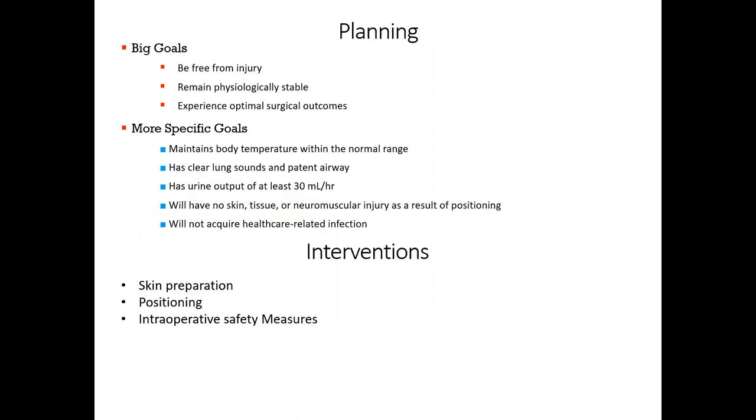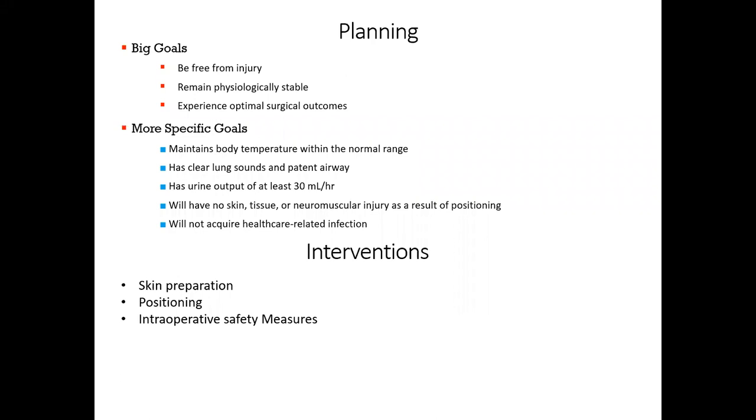So your big goals when we're planning is we want the patient to be free from injury. We want them to remain physiologically stable, and we want them to have optimal surgical outcomes, right? More specific goals, we want them to maintain a normal body temperature, so normothermia. Want to make sure that their lung sounds are clear, that their airway is patent, that they're having at least 30 cc's an hour of urine output, that they'll have no issues with their skin tissue or neuromuscular injury relating to the positioning that we're putting them in, and that they will not acquire a health-related infection. So no surgical site infections will occur because of poor intraoperative care.